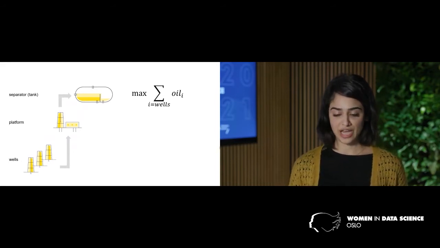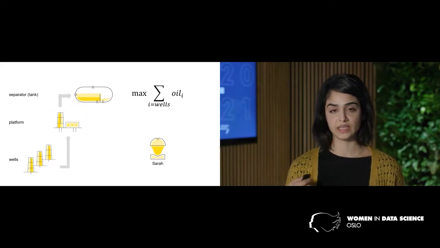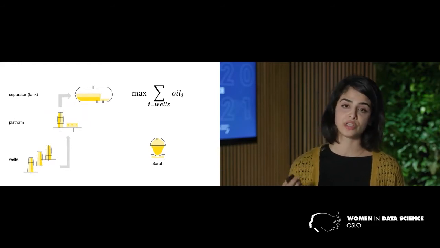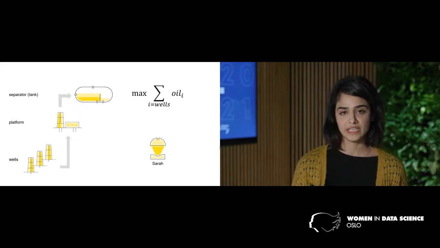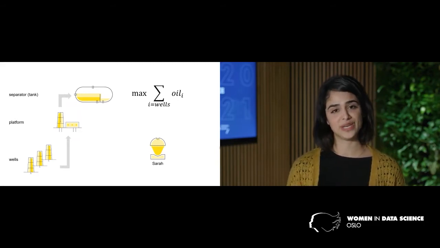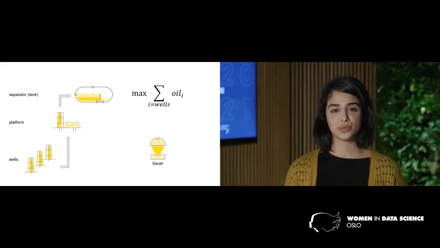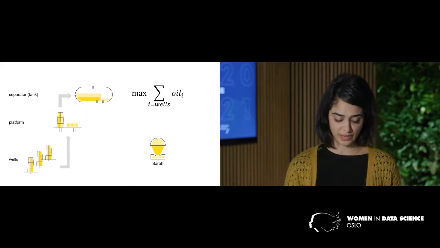So let's say that you have a production engineer at this asset. Let's call her Sarah. The main question still remains for Sarah, and she needs to know how much oil, gas, and water is coming from each of her wells. And that's actually quite a tough question to answer accurately. So that was a few words on multiphase flow and production optimization.